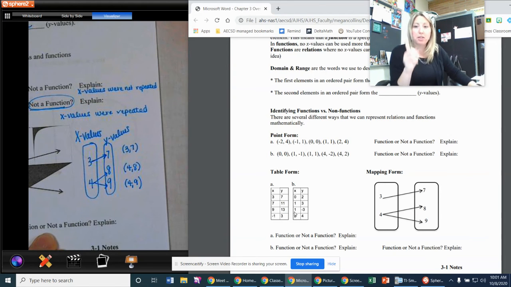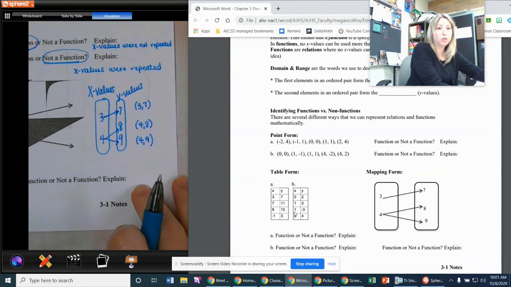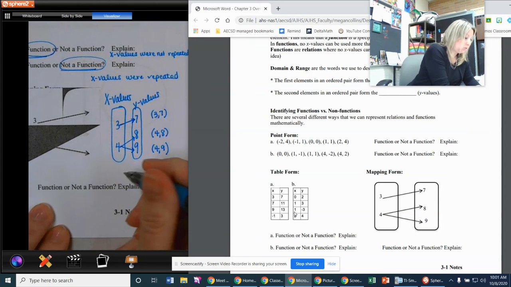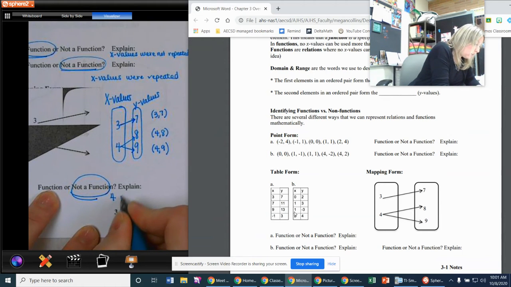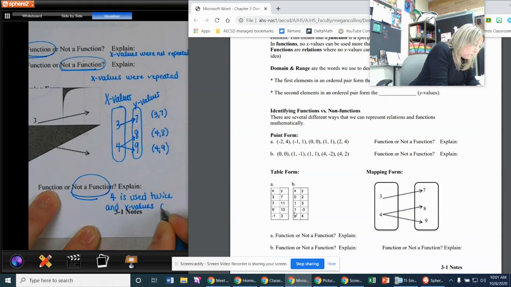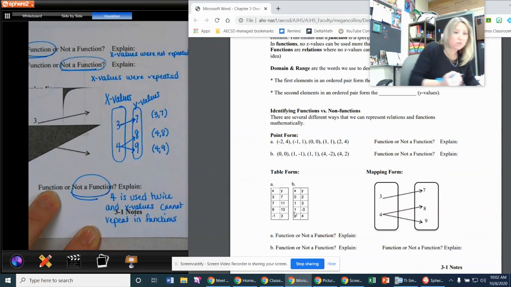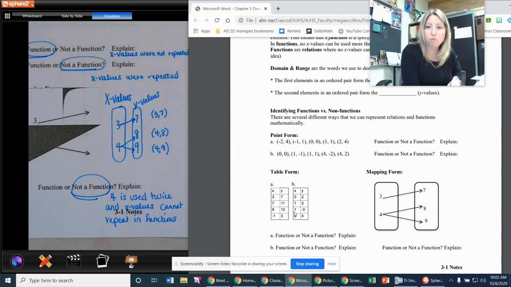Do you have repeated x values? And if you have repeated x values, which you do, 4 is used twice, this is not a function because 4 is used twice. And x values cannot repeat in functions. And it is just that simple and straightforward.